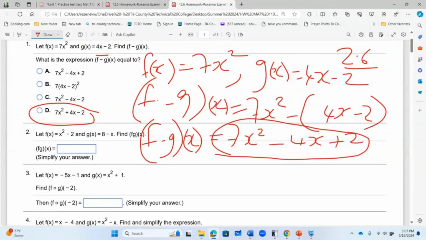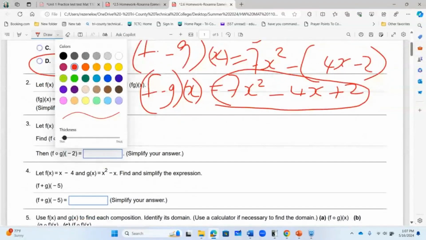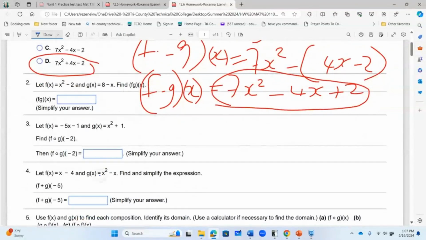All right, this is how to do number 1. Let's go to number 2. By the time we do two of them, three of them, you understand it. So it's not that bad. All right, so number 2, we are told to evaluate a function. This time I'm told to find f multiply g.